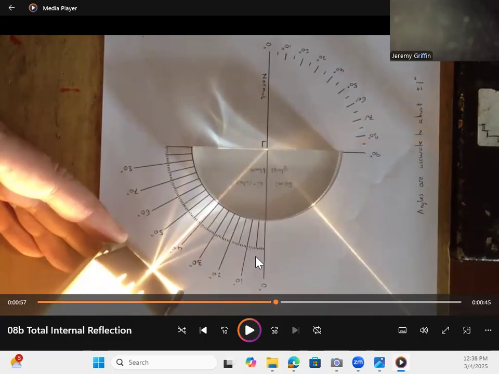What angle did that happen at? See, hey, it's 42 degrees. Look at that. You guys see this angle right here is 42 degrees? Right? That's the critical angle. You guys see how to get the critical angle?